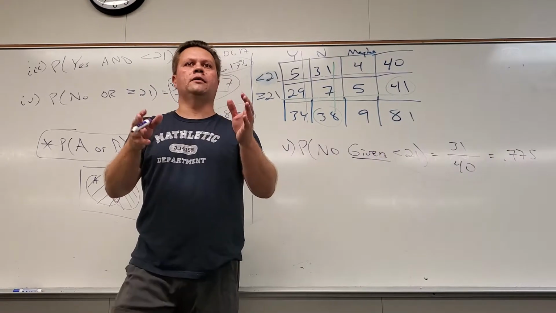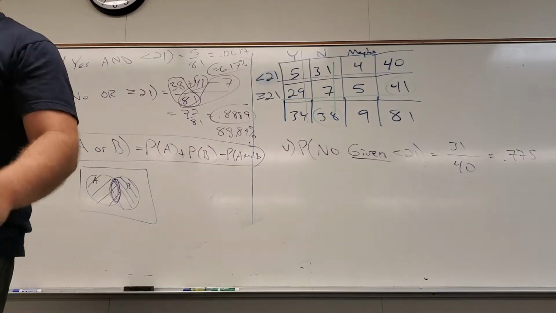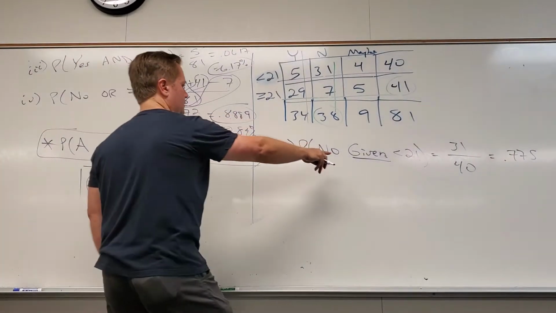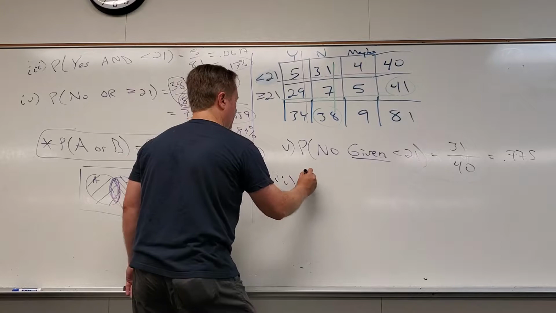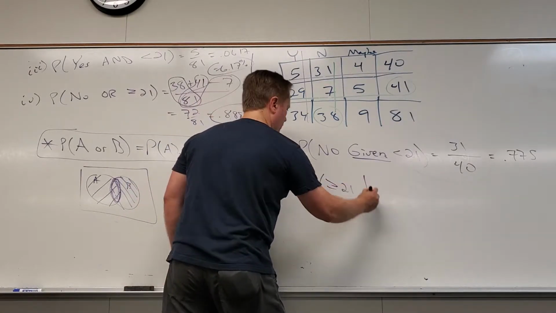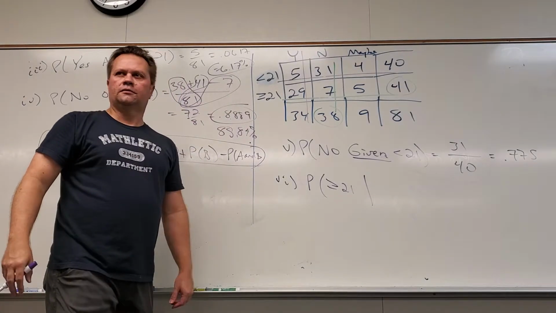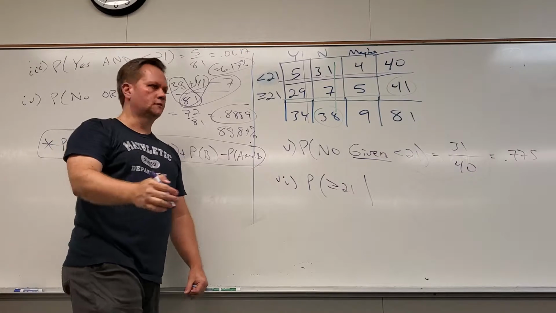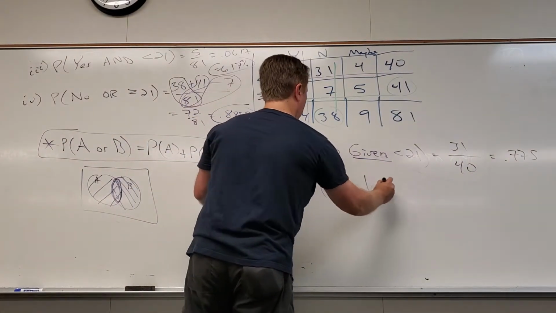So the only time the bottom will change is if it's a given. Now let me show you the symbol for given. Here's the symbol for given. So here's another question. Probability that they are at least 21 given maybe. Given is just a straight line.